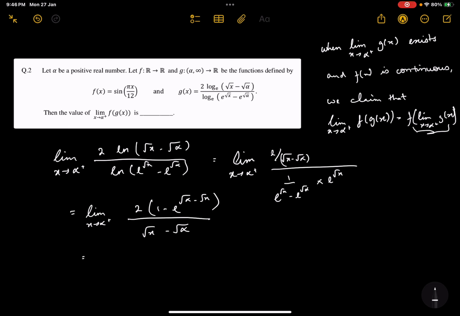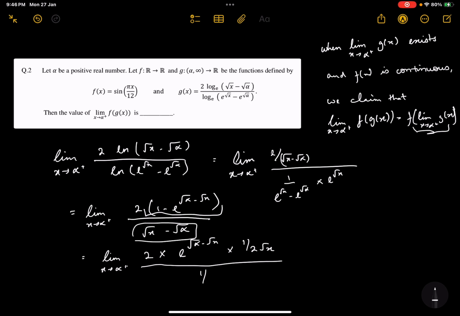We'll again apply L'Hopital's rule to get the derivative of this thing, which is the power of root alpha minus root x into 1 by 2 root x, and the derivative of this thing, which is 1 by 2 root x. So again 1 by 2 root x gets cancelled out. So this is no longer an indeterminate form and the limit simply becomes 2.